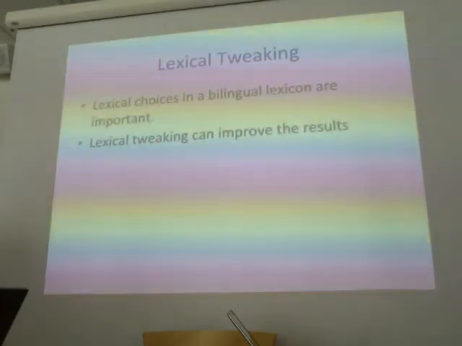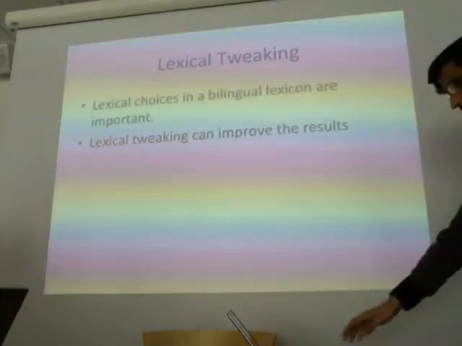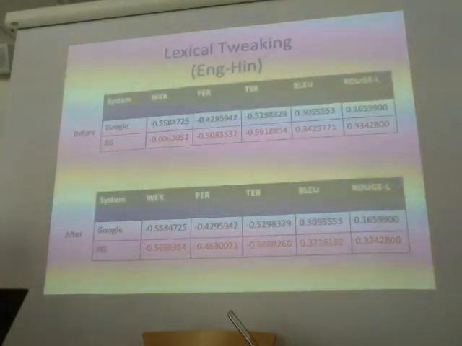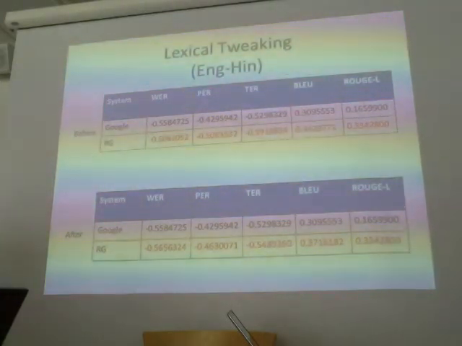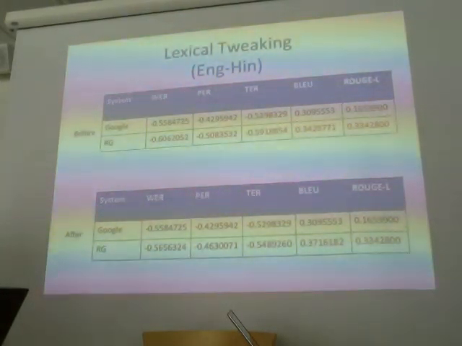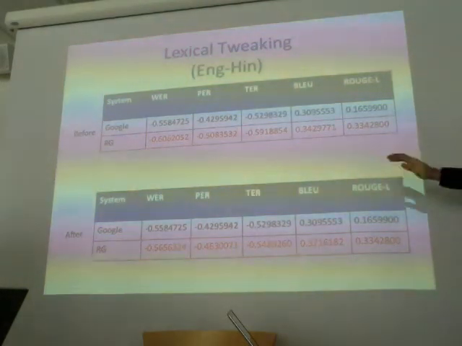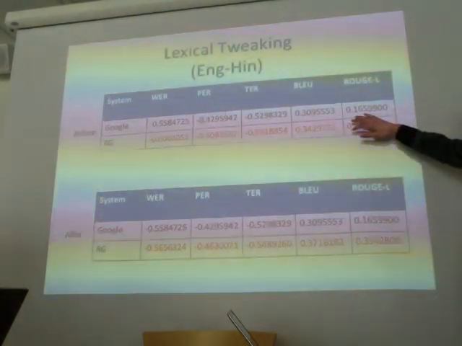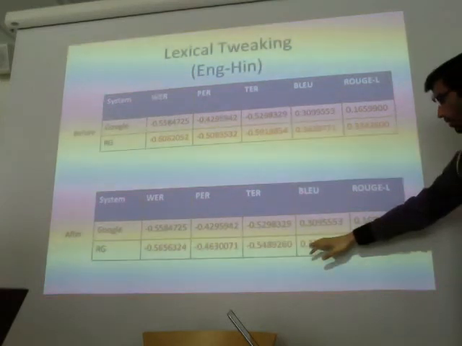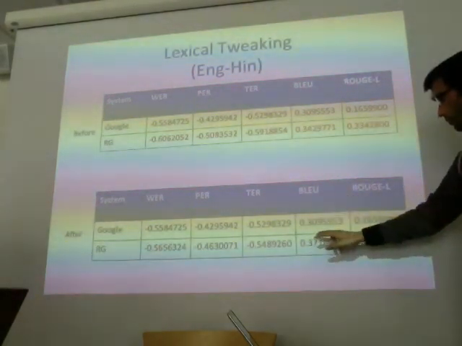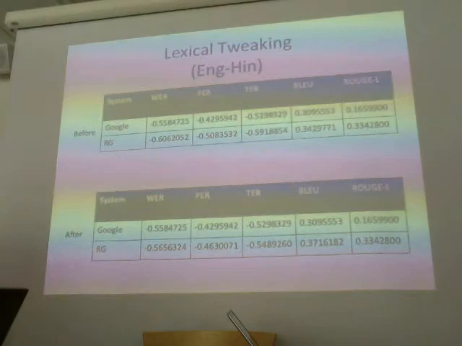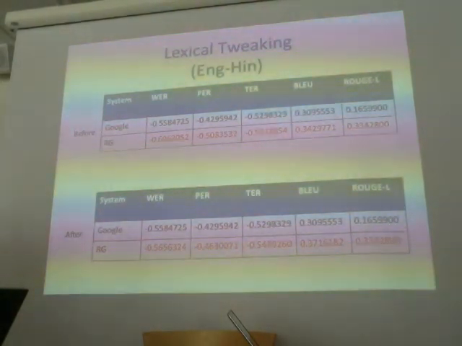So the lexicon can improve the results, and we did this for Hindi. After just playing a little bit with the lexicon and the lexical choices that we made for English, after changing a few entries and more frequently occurring words, I repeated the experiment and got much better results compared to the previous results. Previously it was 0.34, but now the results improved from 0.34 to 0.37. That was mostly what I wanted to say.